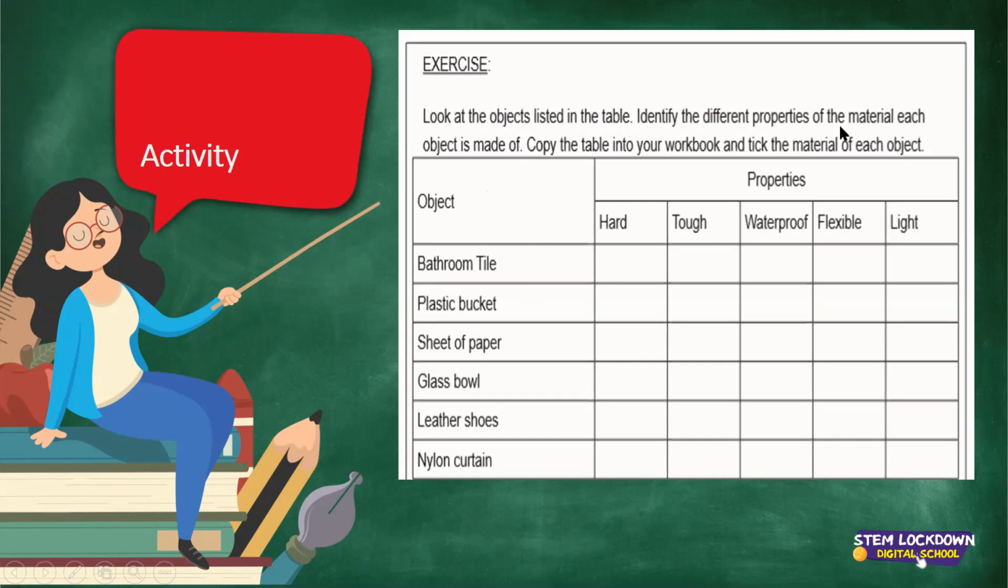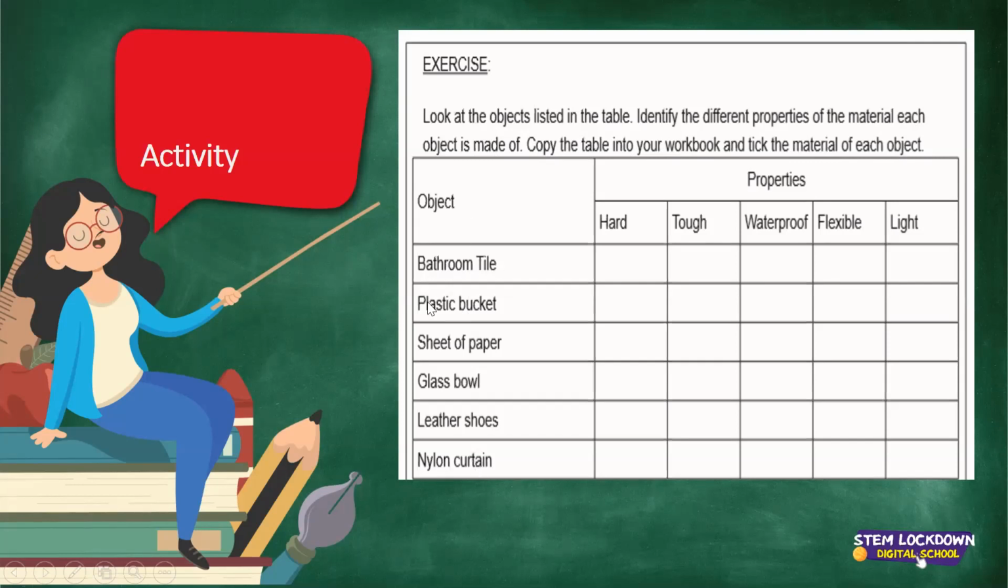Identify the different properties of the material each object is made of. Copy the table into your workbook and tick the material of each object. So this would be your table. This whole thing is your table. And then these are the objects.